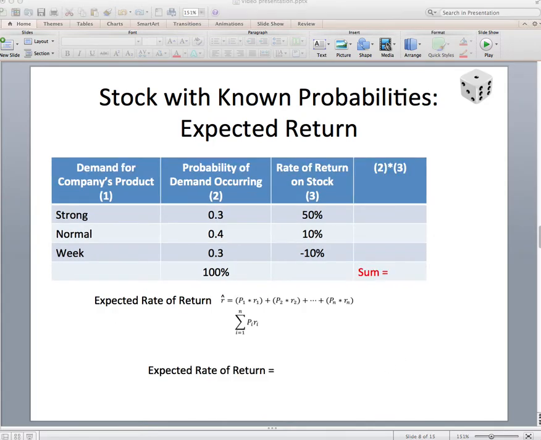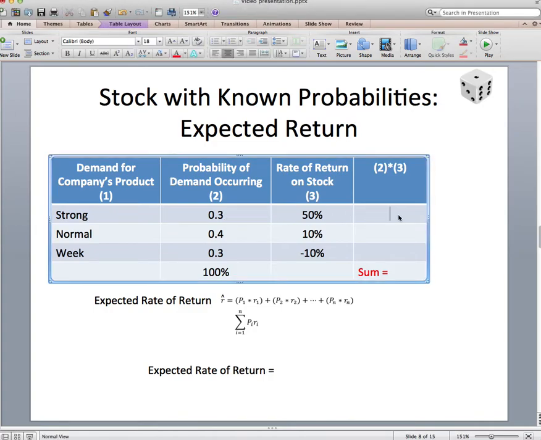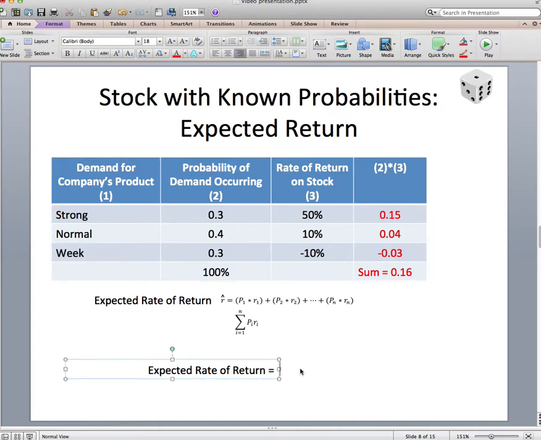Now, let's calculate it. 0.3 times 50% is 0.15. 0.4 times 10% is 0.04. 0.3 times negative 10% is negative 0.03. And when you add those up, you get 0.16. 0.16 is the same as 16%. So the expected rate of return is 16%.